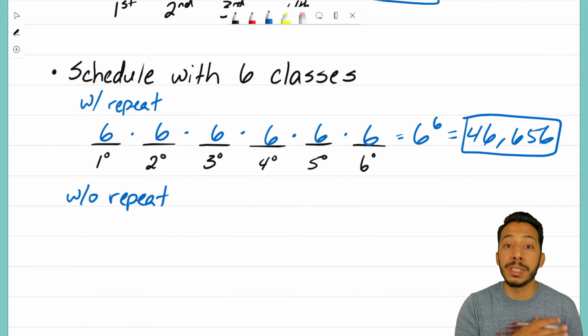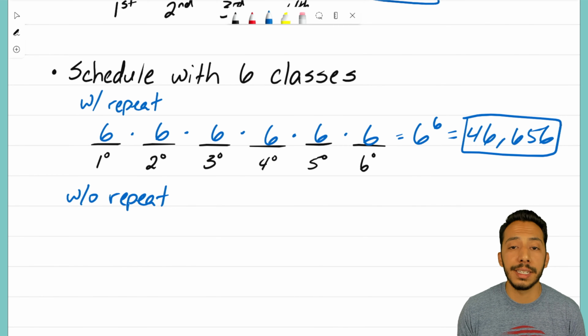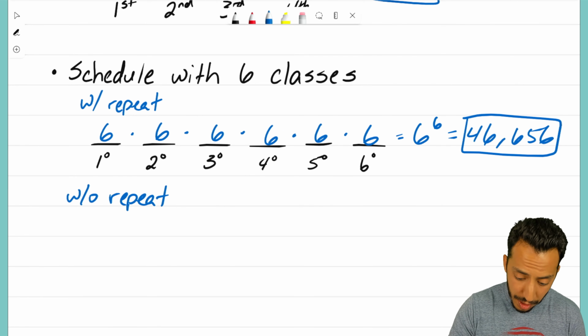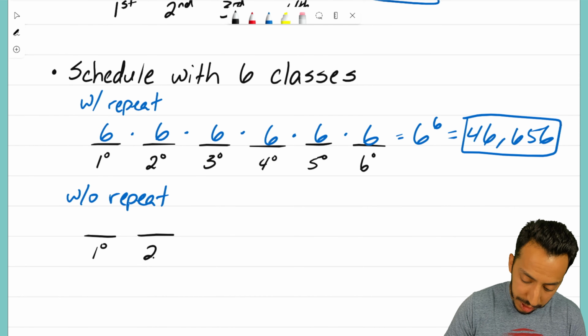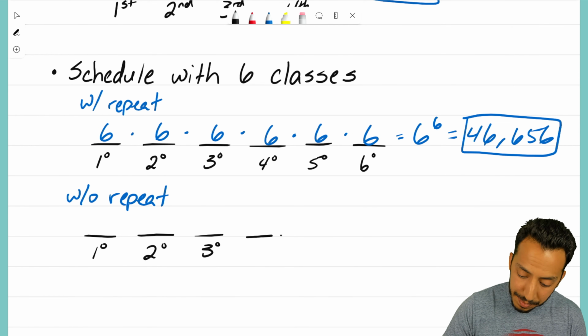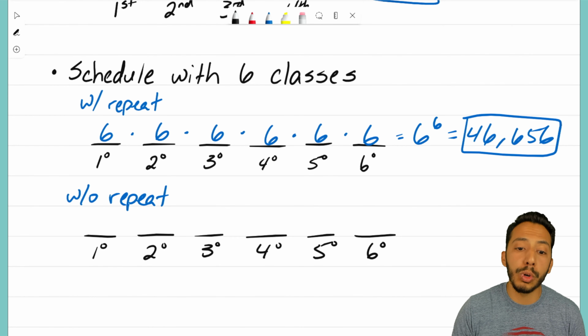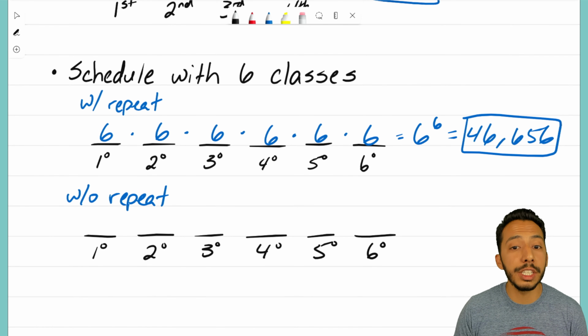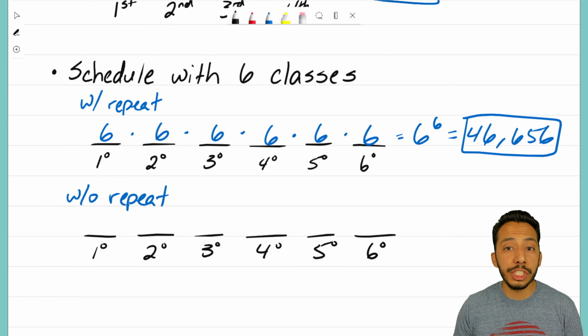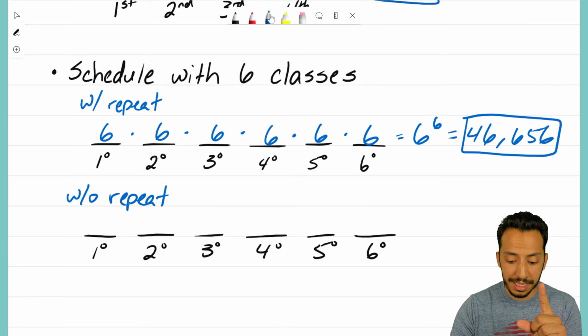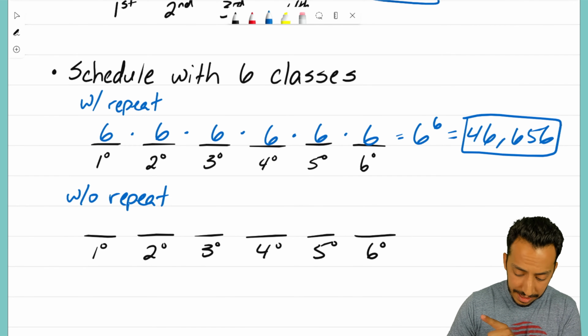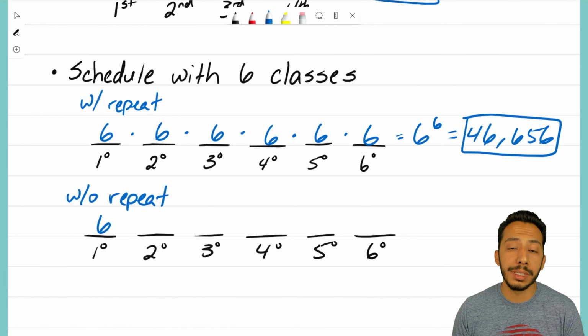But as I said earlier, normally we do not allow repetition. You cannot repeat a class, okay? Normally, if you have first period as geometry, you are not going to have geometry show up again because that just doesn't make sense. So we need to actually look at this in the lens of a real world application. And that's what we're going to do now, okay? There's my decision chart for my 6 classes, okay?